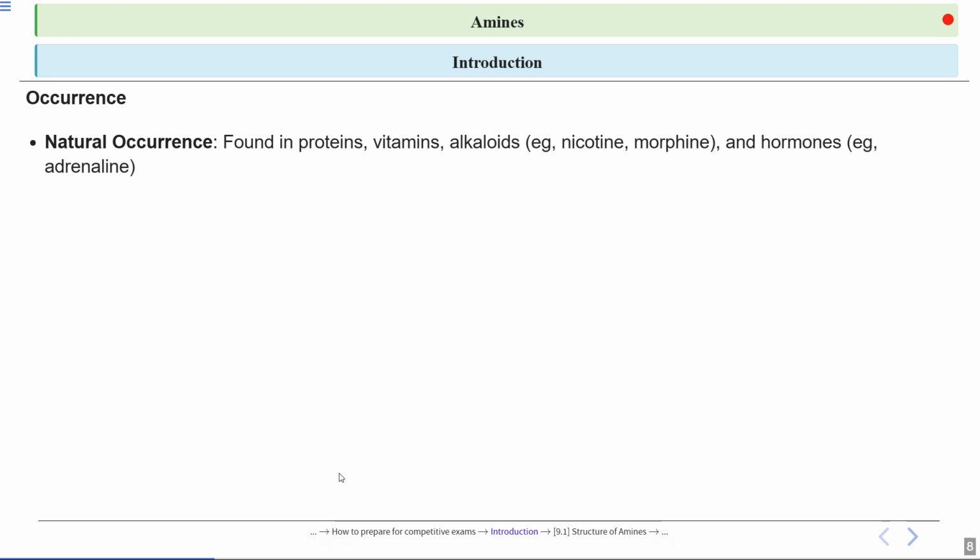So amines occur naturally in many important biological molecules. They are found in proteins, which are essential for building our bodies, as well as in vitamins, alkaloids like nicotine and morphine, and hormones such as adrenaline. So this shows that amines play a key role in both plant and animal life.